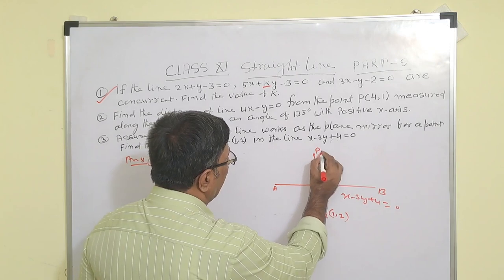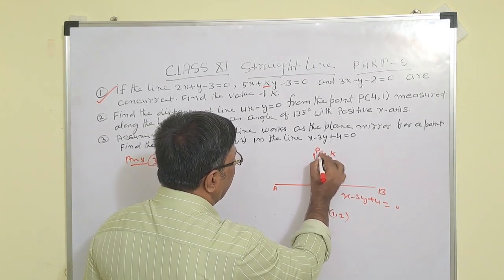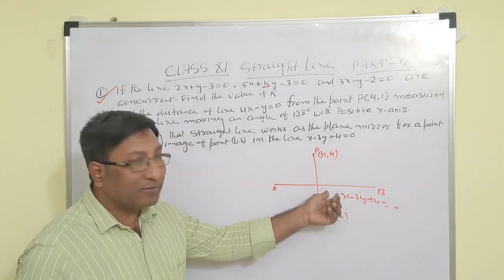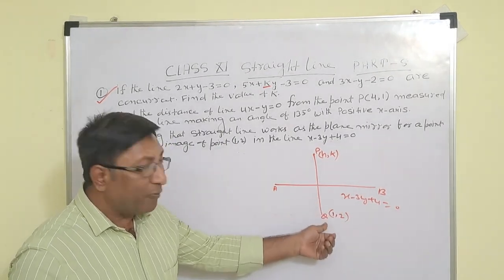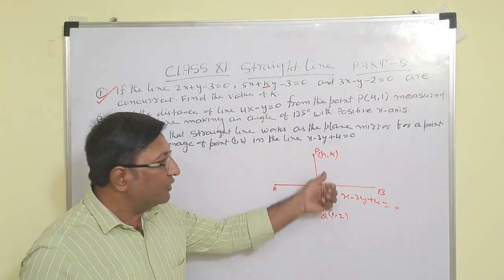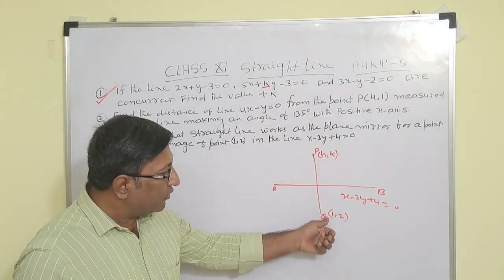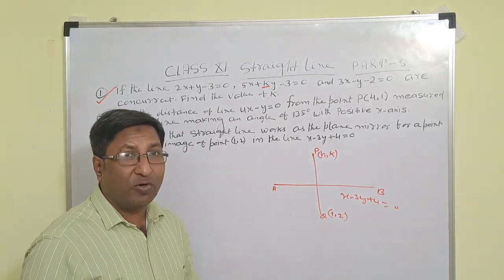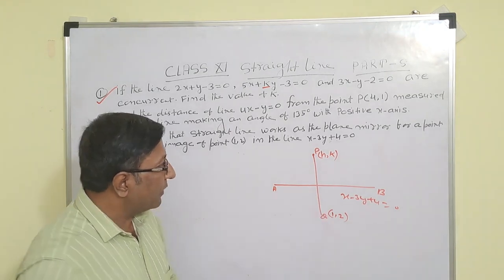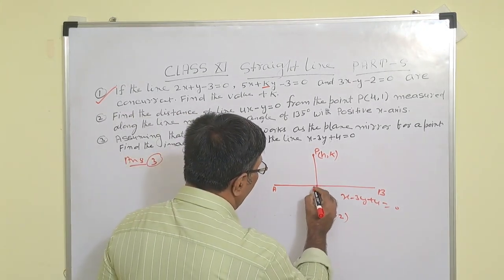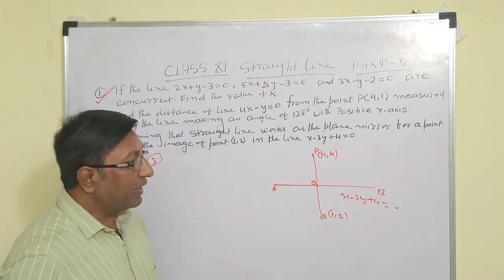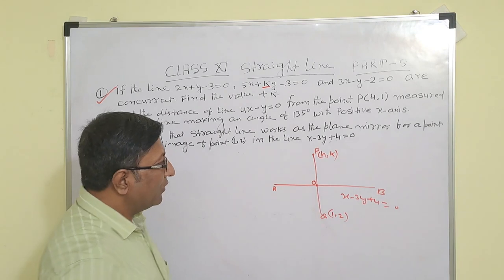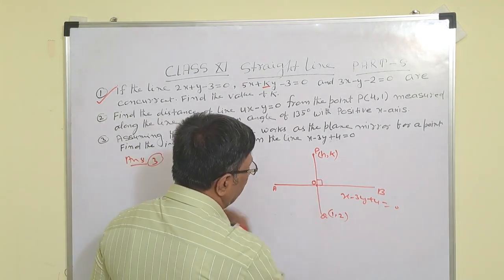Suppose the coordinate of this point is (h, k). So this is the given equation of the line, and it works as a plane mirror. This is the given point (1, 2) and we have to find the image of this point. Suppose the image of this point Q is (h, k). You know the image distance is equal to the object distance. So suppose this is a point O. So O will be the midpoint of PQ, and this is also perpendicular, right?